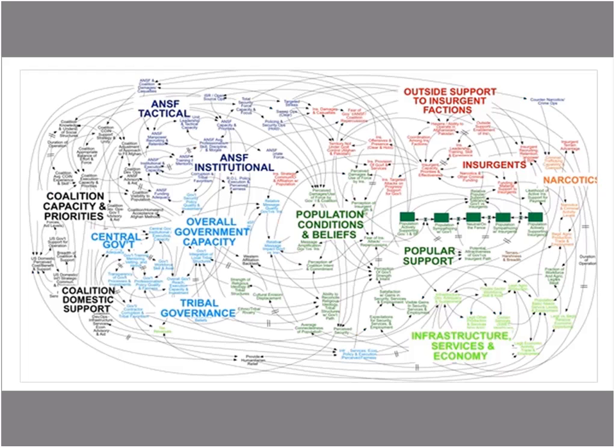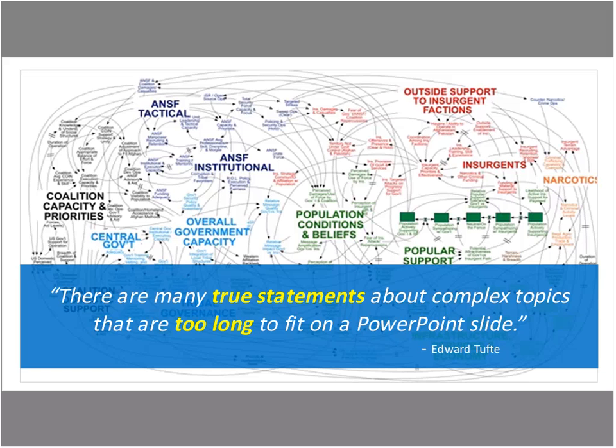This was a presentation by military leaders speaking at the Pentagon to describe the Afghan insurgency, and it went viral because even General McChrystal couldn't understand it, who said if we could understand this chart, we'd win the war. And just to quote Edward Tufte, who's one of our references on the previous slide, there are many true statements about complex topics that are too long to fit on a PowerPoint slide. So stay away from food-type charts.